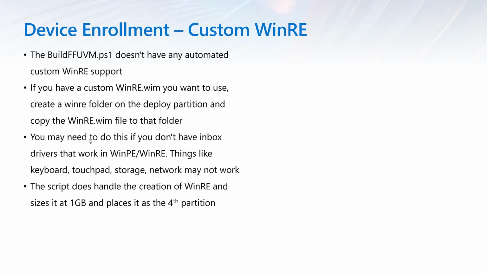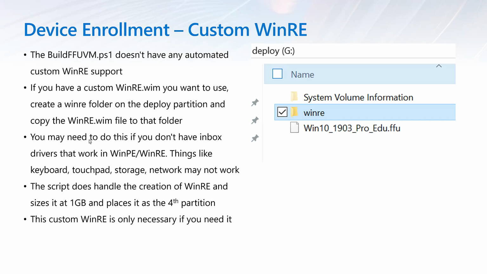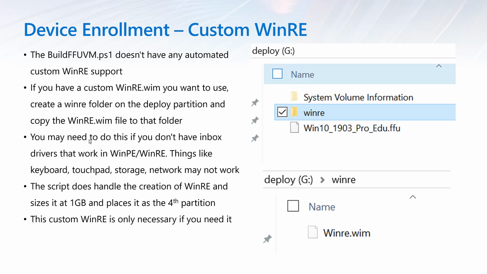But this has changed over the years, and so the size of the partition now should be large enough. But because it's at the end of all the partitions, if Windows needs to automatically service it, it can do that now because it's the last partition. And the custom WinRE is only necessary if you need it. So we've got WinRE as the folder, and then inside of that we have our winre.wim. That's exactly what you would want.